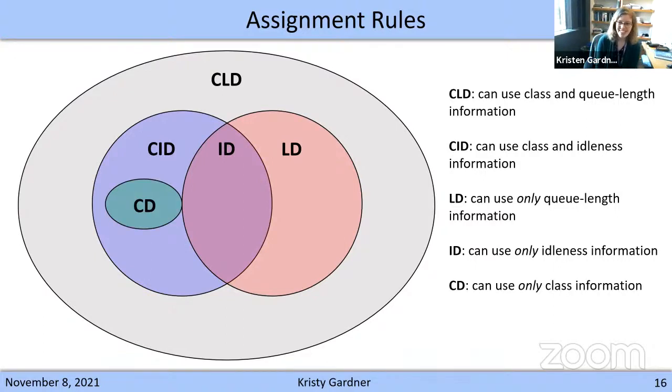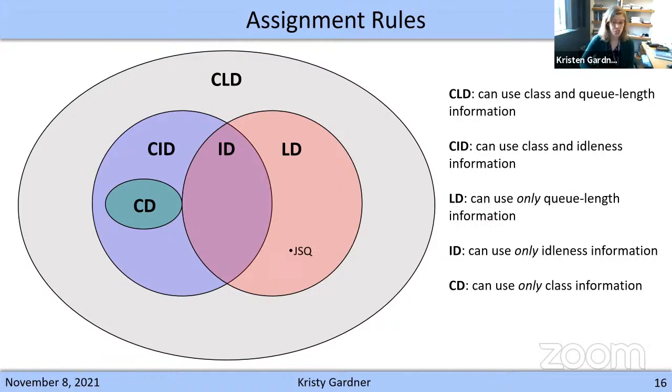And finally, the CD, class differentiated family, can only use class information. They're not using any information about whether the servers are busy or idle, or how many jobs are in the queue. They just know what speed the different servers in the query are. Now, we also have a few specific assignment rules that are of particular interest. And these are rules that are sort of pre-parameterized. They don't have any flexibility in the probabilities that we are using.